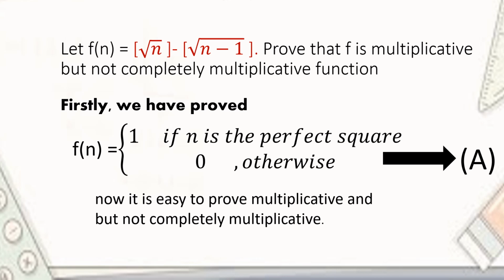Now we have finished proving that f of n is equal to 1 if n is a perfect square and 0 otherwise. We have proved this condition. Let us name it for our reference as A. And now it is very easy to prove f of n is multiplicative but not completely multiplicative. Let us see the proof now.